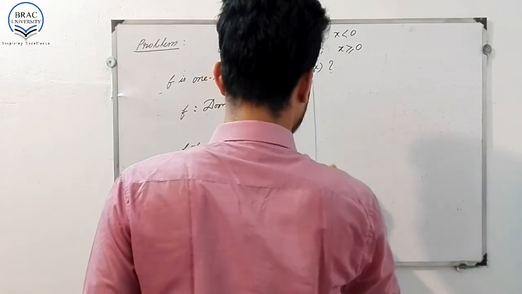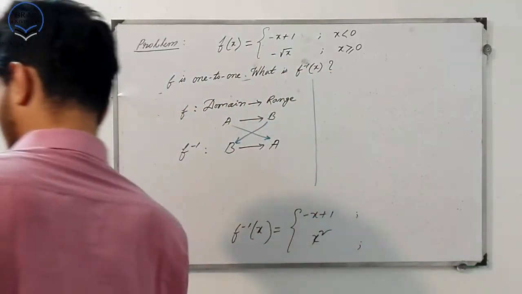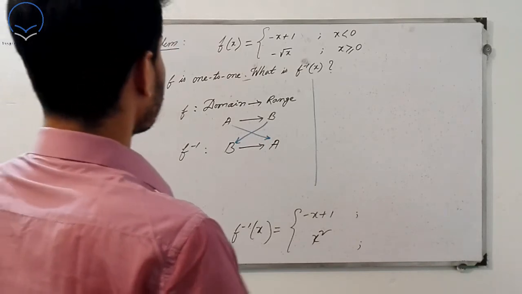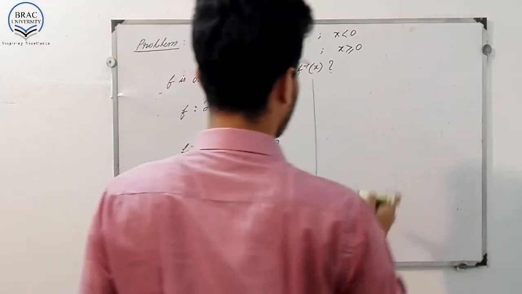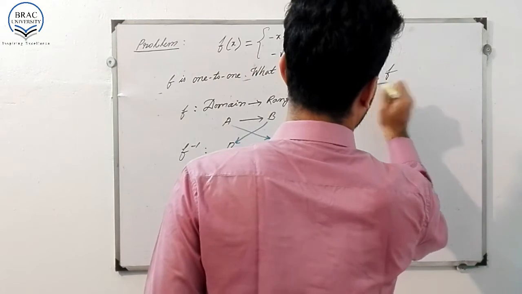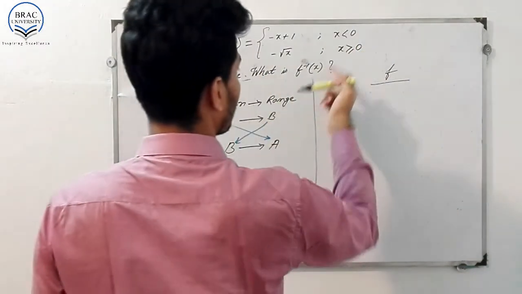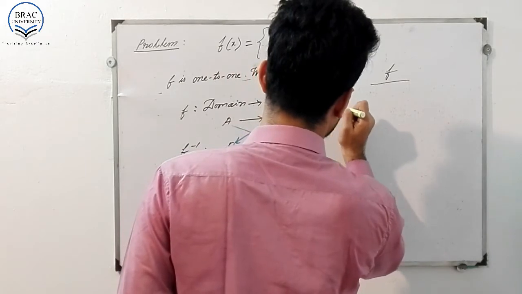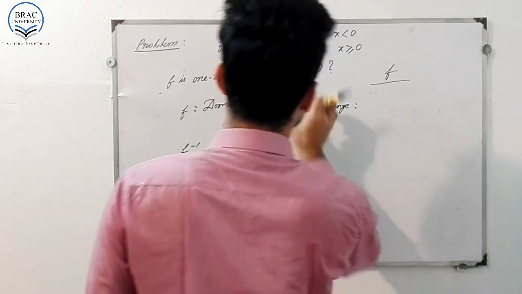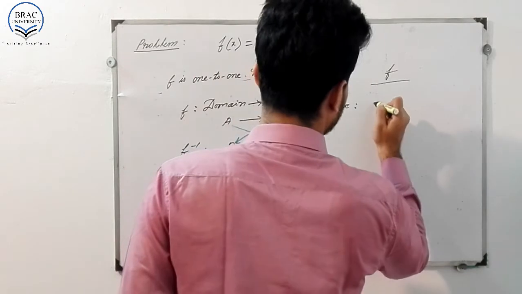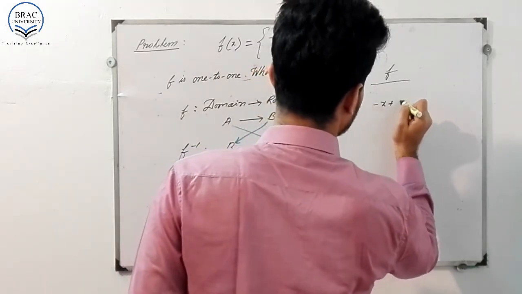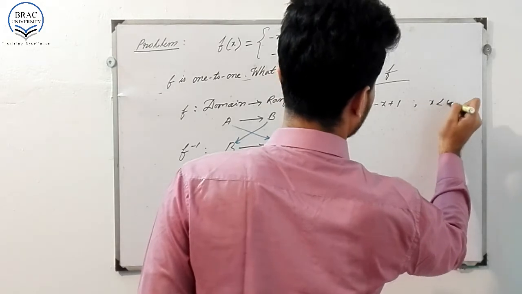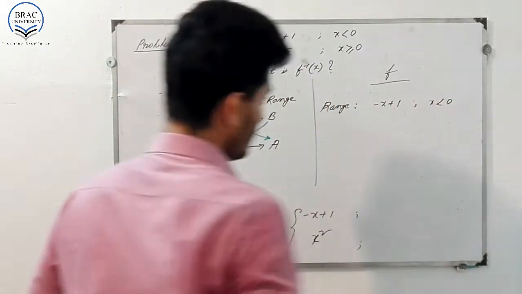So I'm gonna create some space in here. Look at the first function. We're gonna work on f now, and we want to find the range of f. So the range, let's look at the first one now. It's minus x plus 1, and we have this condition x less than 0.